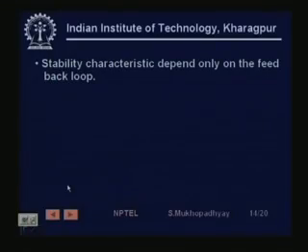So now we are making some comments. First thing we say is that the stability characteristic depends only on the feedback loop, obviously, because the feed forward loop is a kind of open loop, so there is no stability question here.